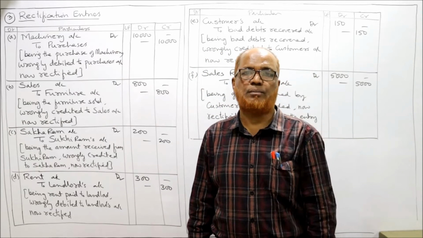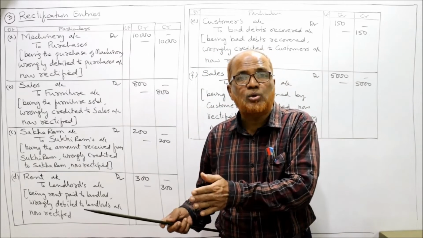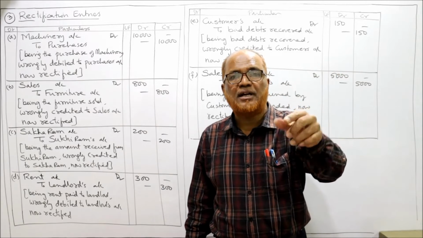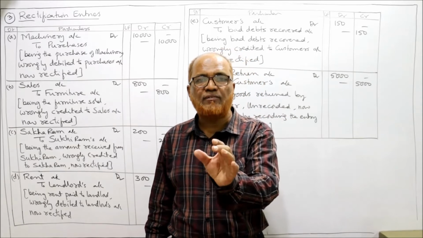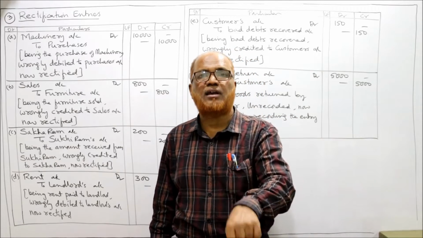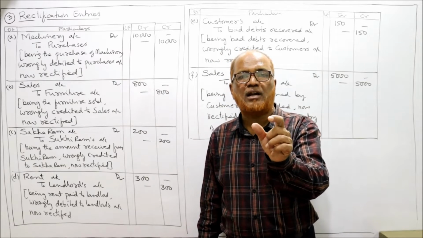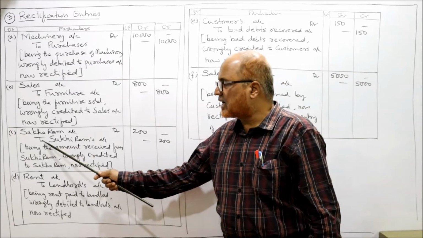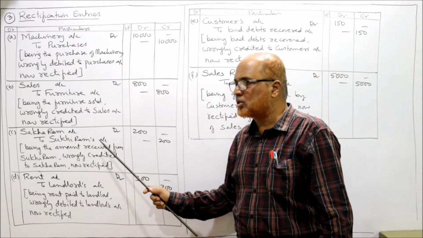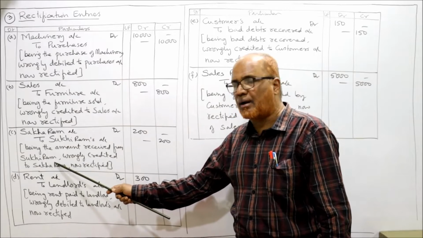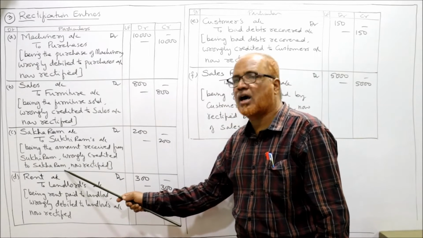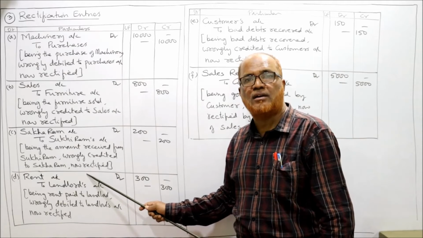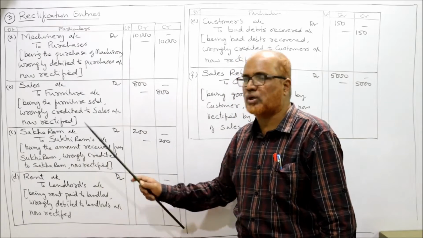Now we debit Sakharam, because it was wrongly credited, so Sakharam is debited. And whose account should be credited? Sukhiram, because correctly we have to credit Sukhiram. We have not credited, now we credit. The rectifying entry will be Sakharam account debit to Sukhiram account. Being the amount received from Sukhiram wrongly credited to Sakharam account. Now rectified.